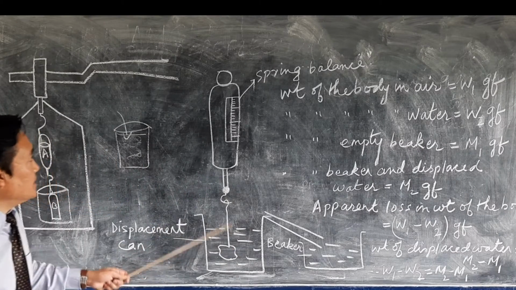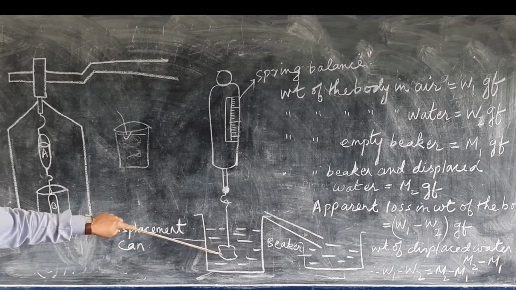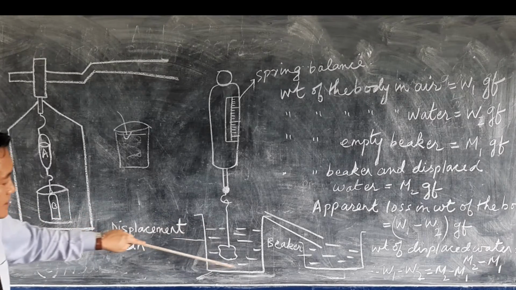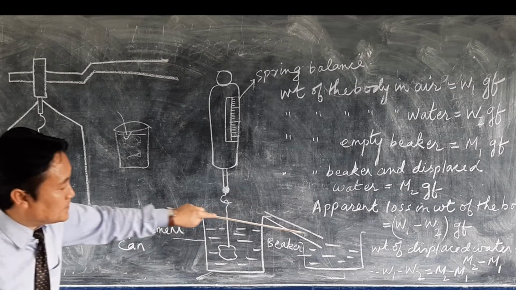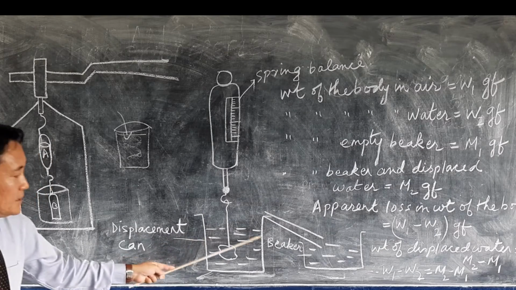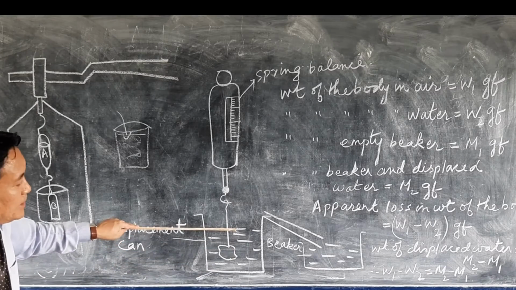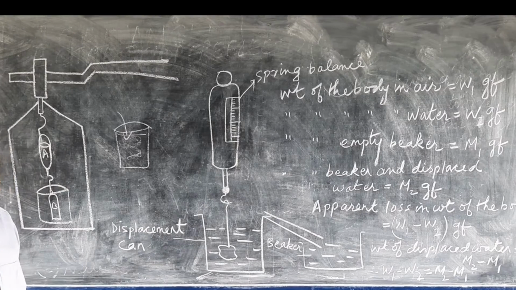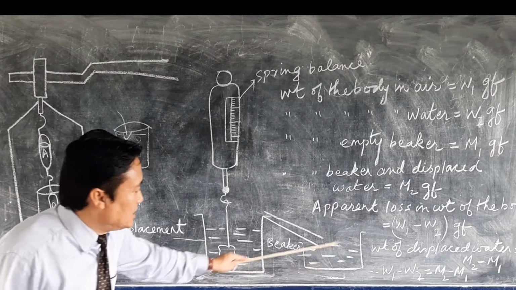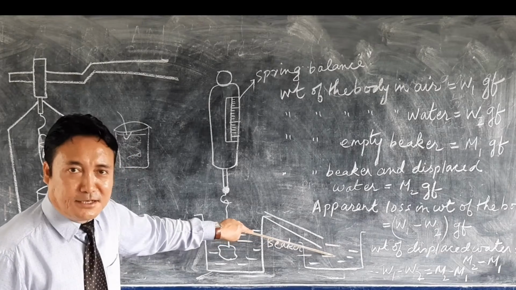Now there is another verification. There is a spring balance here, and there is a stone immersed in the water, and this is the displacement can, which means a beaker having a spout. First, you fill the displacement can with water, and you keep on filling so that the water overflows. Just below the spout you keep a beaker, and the overflowed water will be collected in the beaker.